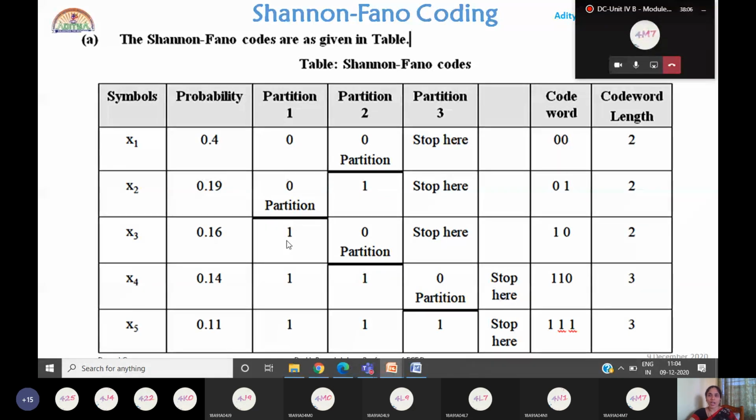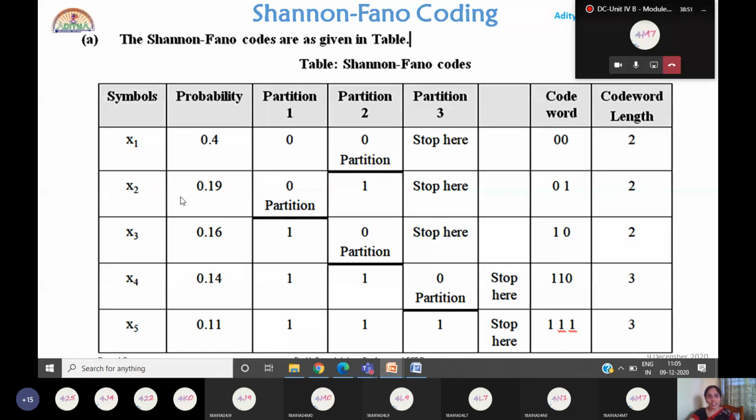For example, if the partition value is given as 3, what do you do? Divide this set consisting of 5 symbols into 3 subsets. How can you divide it? 0.4 alone, next x2, x3 added together, 0.19 plus 0.16, and x4, x5 added together. So -1, 0 and 1 will be assigned: 1 to x4, x5, 0 to x2, x3 and -1 to x1, and once again x2, x3 will be partitioned, and likewise x4, x5 will be partitioned.